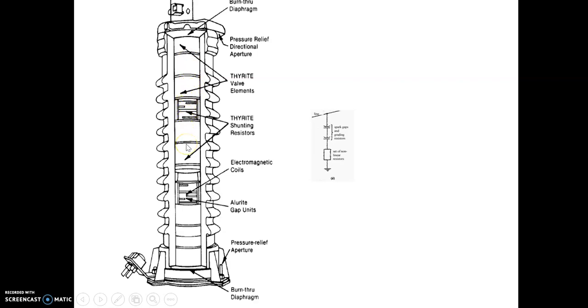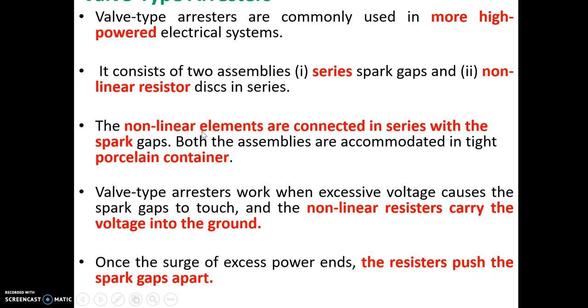So the arc has to be extinguished, and therefore gases will be produced in this valve type arrestor. So all these pressure valves are required. The pressure relief valves will expel the gas and it will go out, and these pressure relief valves are there in both directions. So this construction is there. I think you might have seen the lightning arrestor earlier, in the first or second part I have shown you. Now let us see the details.